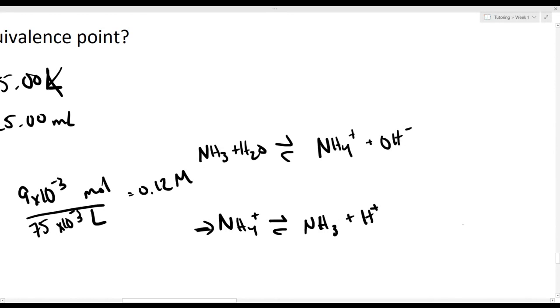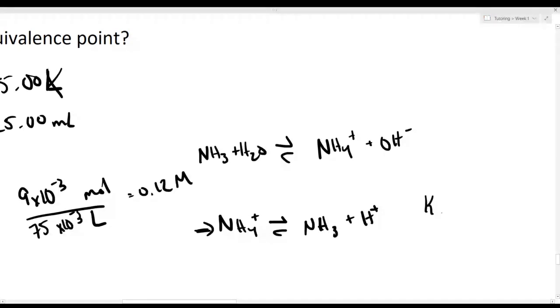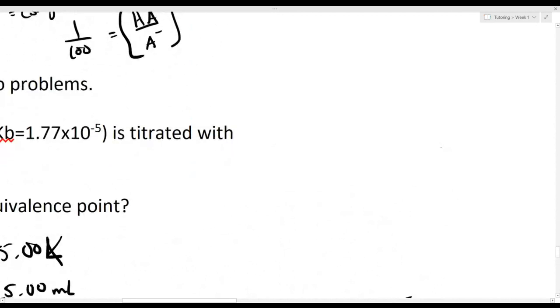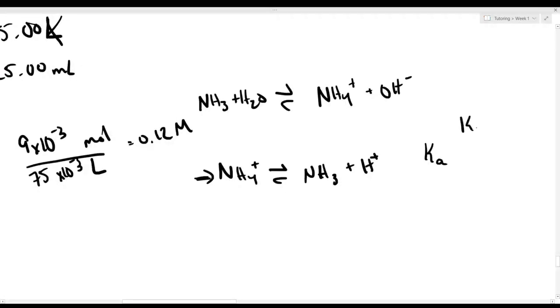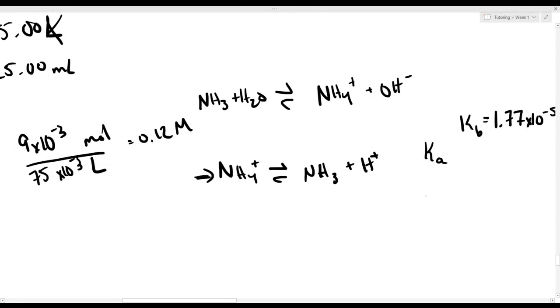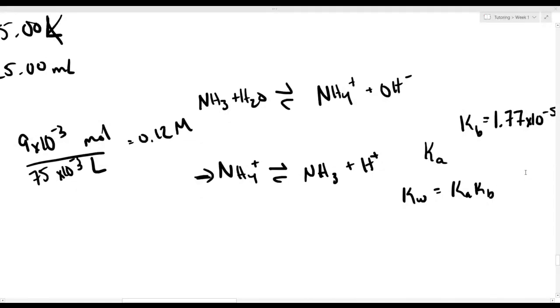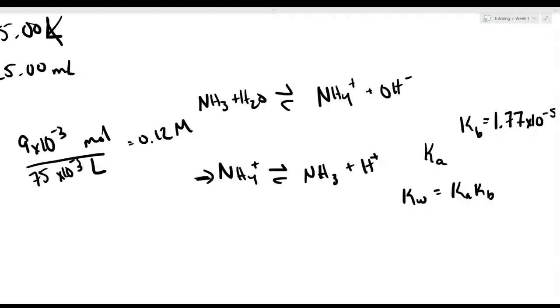In order to use this equation, though, I need a Ka. Does anyone know how to convert my Kb that I have way up there, 1.77 times 10 to the negative fifth, into a Ka? Kw, yeah, exactly right. More specifically, Kw equals Ka times Kb. And we know that Kw is 10 to the negative 14th, or 1 times 10 to the negative 14th, doesn't matter, however you memorized it. So let's go ahead and solve that.